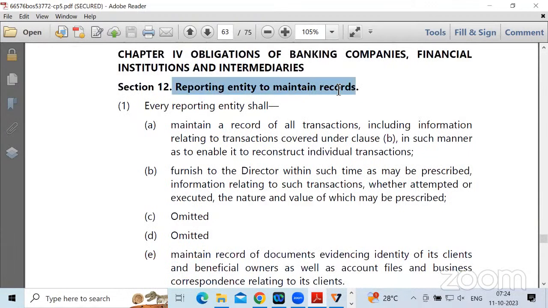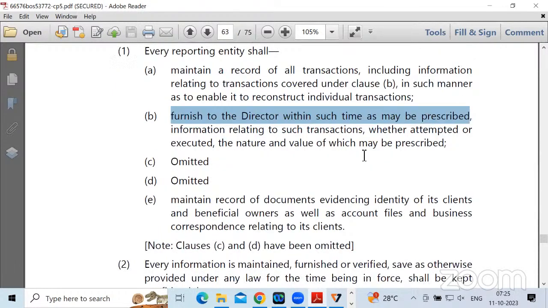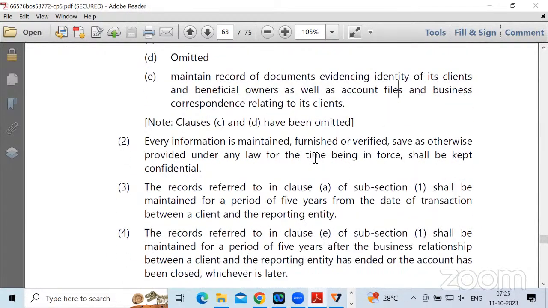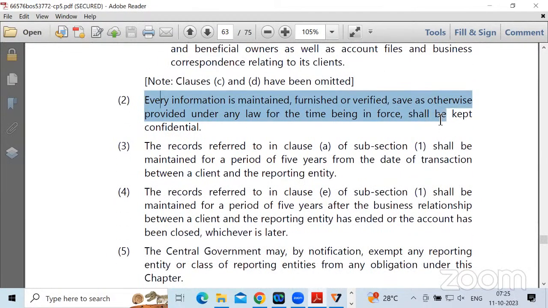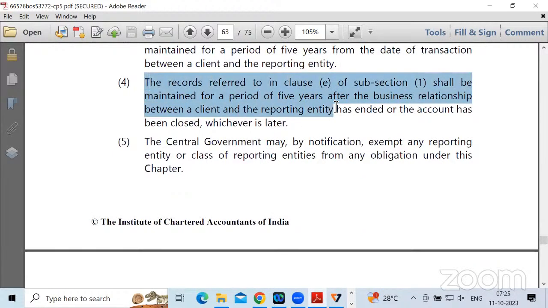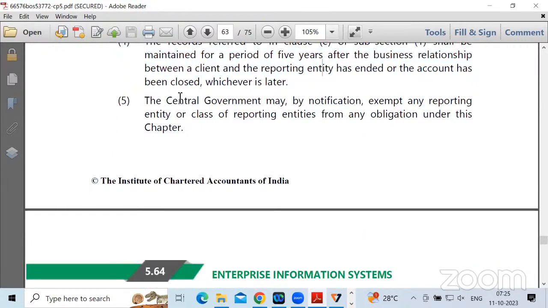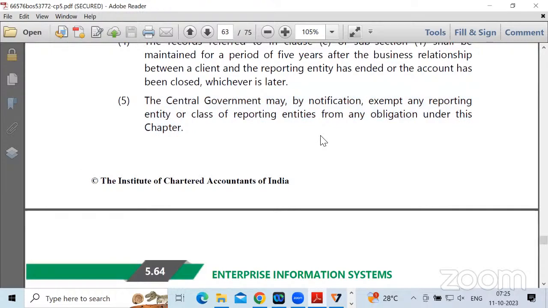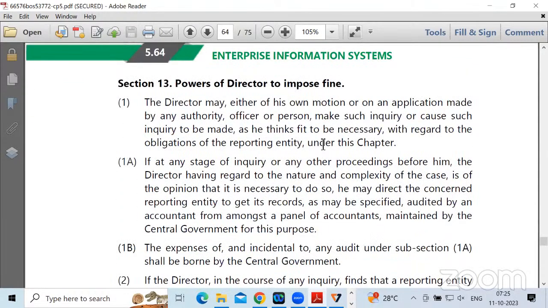Section 12 is also an often repeated question. Make this a reporting entity to maintain records. So you have to maintain records of all transactions. Then furnish the information to the director within such time as may be prescribed, and maintain records of documents evidencing the identity of the client, that is KYC. Then every piece of information maintained and furnished shall be kept confidential. Then records have to be kept for a period of 5 years. Then records referred to in E also should be kept for a period of 5 years. Then by central government notification, any reporting entity or class of reporting entities can be exempted from any obligation of this chapter. There is exemption. That's all.